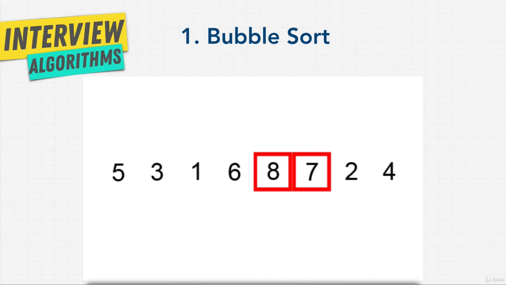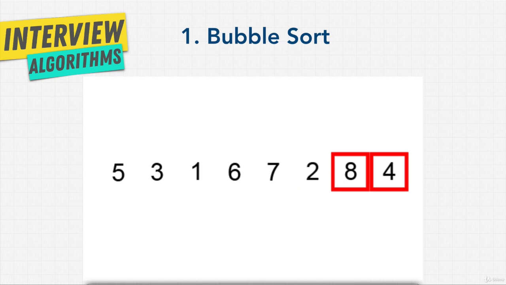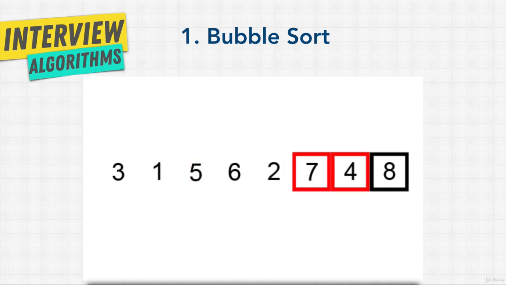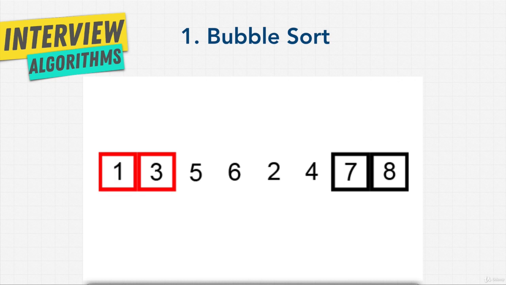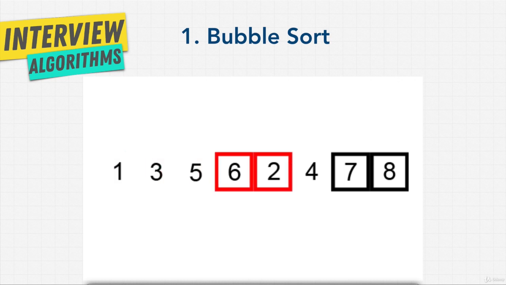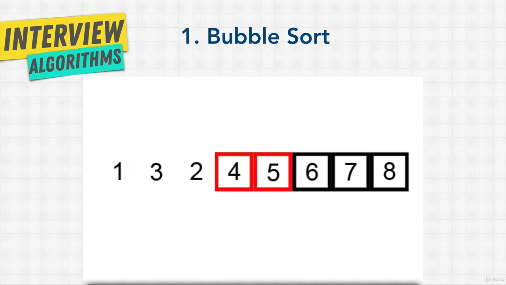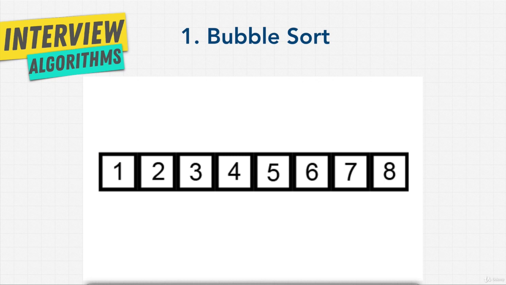8 and 7, let's swap them out. 8 is larger than 7. 8 and 2, swap them out. 8 and 4, swap them out. We bubble up the highest number, and then we go from the beginning. 5 and 3, 5 and 1, we bubble up the largest number, so that 7 comes next. Then we keep going until 6 comes next. Then we keep looping until we bubble up the highest number one by one, until we have a sorted list.